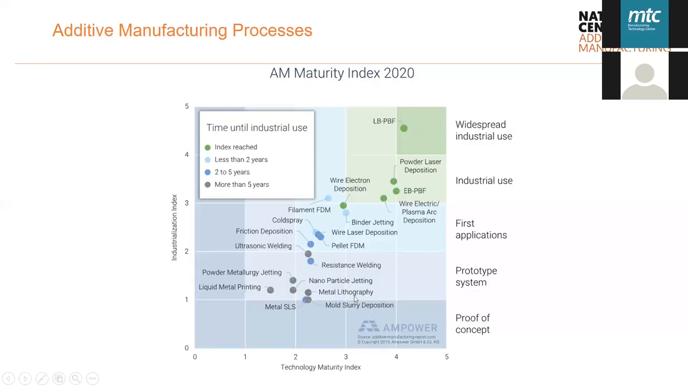Just below that, you have binder jetting and filament FDM, so indirect additive manufacturing processes. According to this, they are less than 2 years away from industrial use, so definitely pushing into that market. And then you have some other processes like cold spray, and I think friction deposition as well, like friction stir welding, for example, again being pushed in the direction of industrial use. And then you have some of the less mature, less industrially used processes like nanoparticle jetting. You've got metal SLA in there as well. So it gives you a very top level understanding of where we are with industrial uptake and maturity with some of these metal processes.